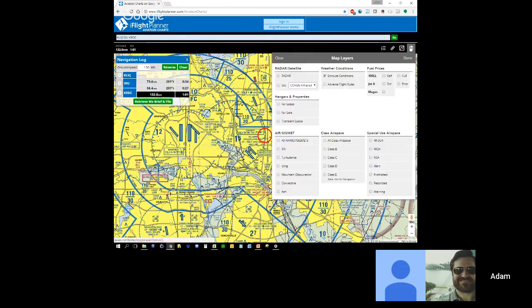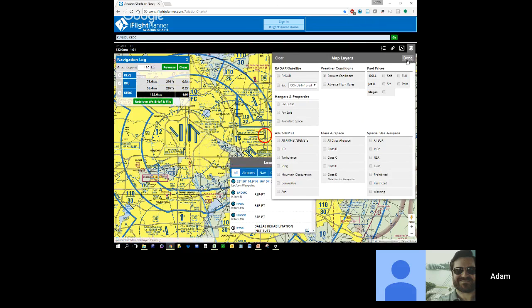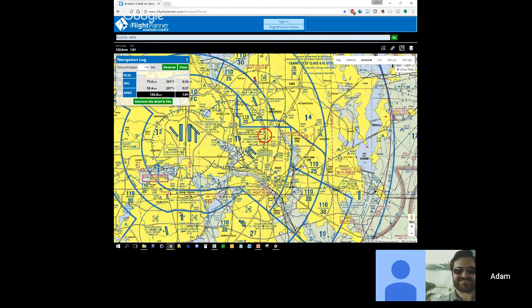In fact, I'll just remove it if I can. Doesn't look like it's going to let me. Anyway, if you purchase a paper sectional from the FAA, the red circle will not be there. Temporary flight restrictions, or TFRs, are, as the name suggests, temporary in nature. They're not there permanently, which is why it's not printed on the chart.